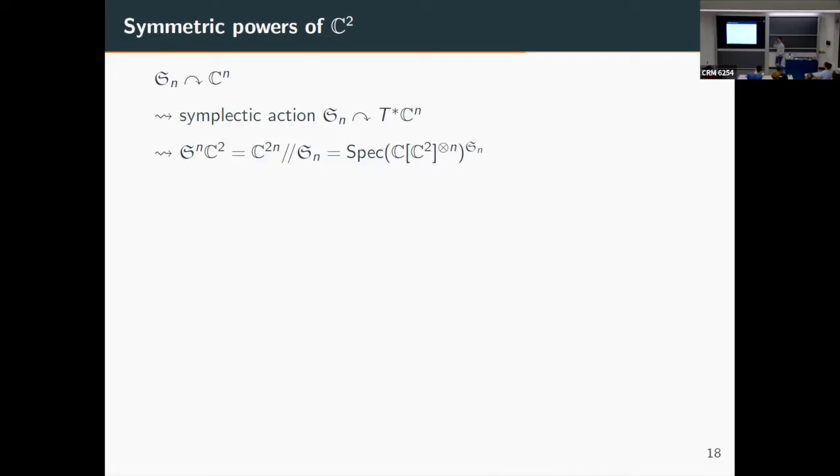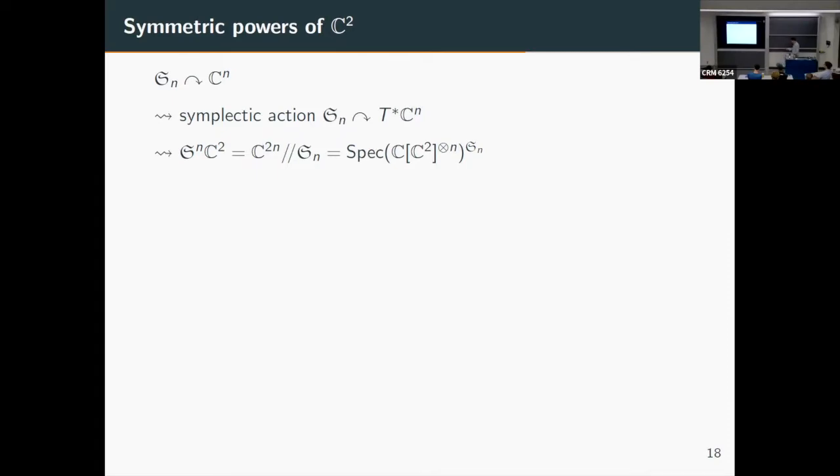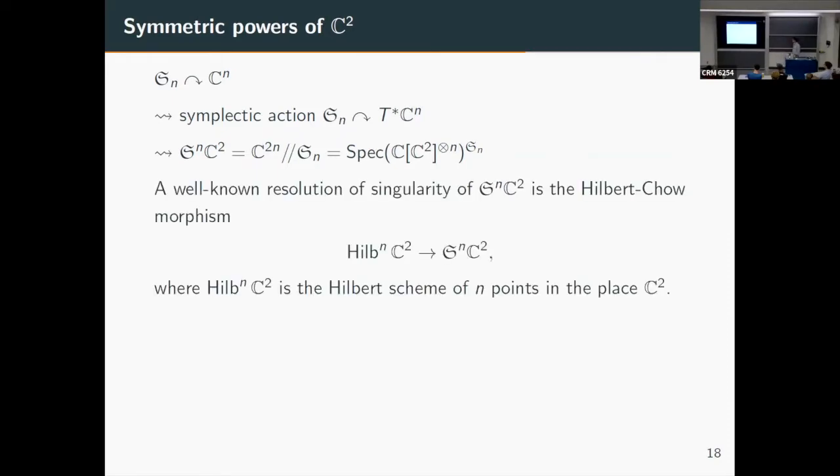There's another popular symplectic singularity that appears when you consider the natural action of the symmetric group on C^n. And this action induces an action on the cotangent bundle of C^n, which preserves the symplectic form. So you can consider the corresponding quotient by taking the spectrum of the invariant ring. And so this has singularity.